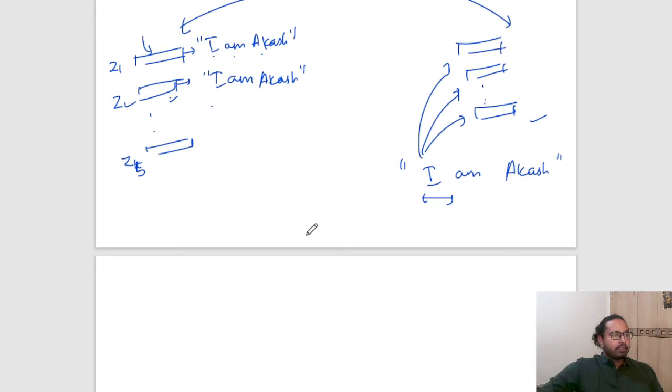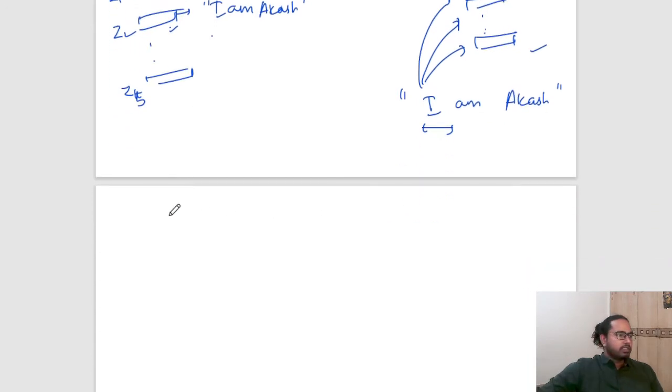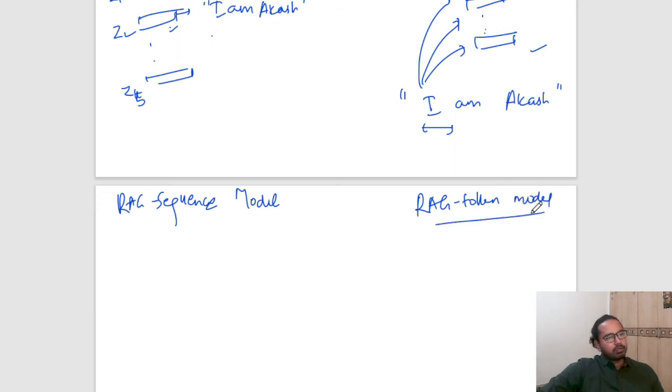So formally they have named these approaches the RAG sequence model, this one is the RAG sequence model, and this is the RAG token model. So we'll look into both of these approaches in much more detail now. Okay, so let's continue with the RAG sequence model.